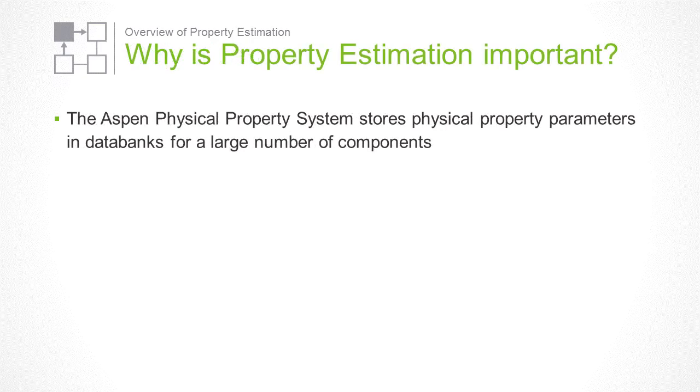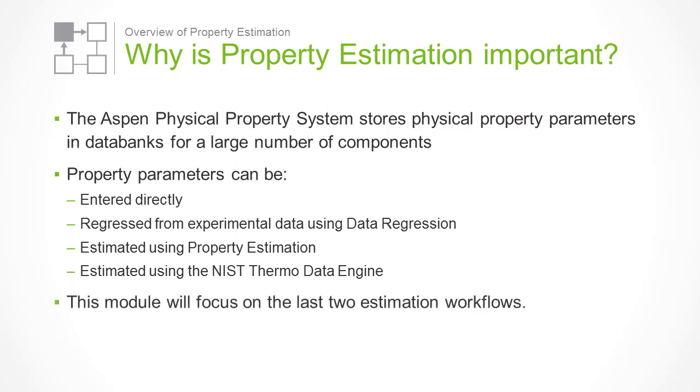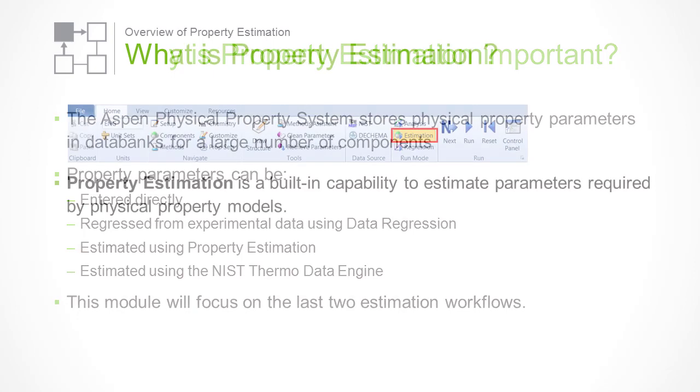The Aspen Physical Property System stores physical property parameters for most commonly used components within its databanks. If a required parameter is not in any Aspen Physical Property System databank, it can be entered directly, regressed from experimental data using data regression, estimated using property estimation, or estimated using the NIST Thermodata Engine. We will show how to estimate property parameters using property estimation and the NIST Thermodata Engine.